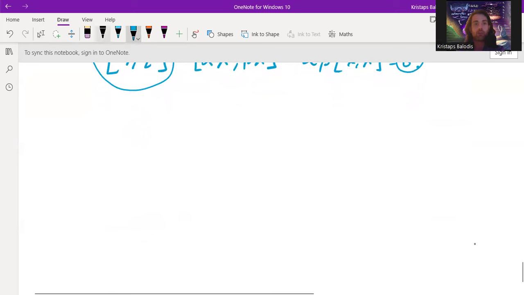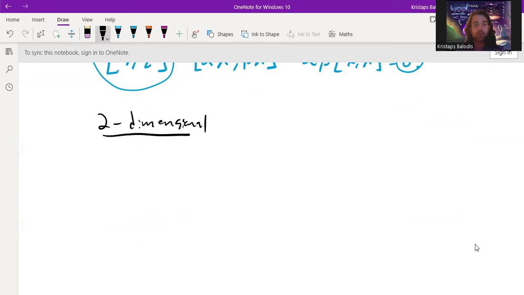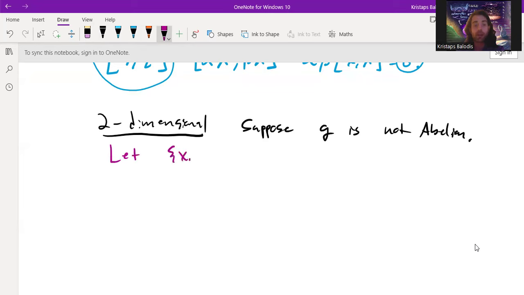Okay, up to dimension 2. Two-dimensional. So again, we know that we have a unique two-dimensional abelian Lie algebra. So suppose G is not abelian. Or rather, before we even really suppose it, we can play around with some conditions to see what would happen, right? But at the very least, we're supposing G is two-dimensional. So let x, y be a basis for G.